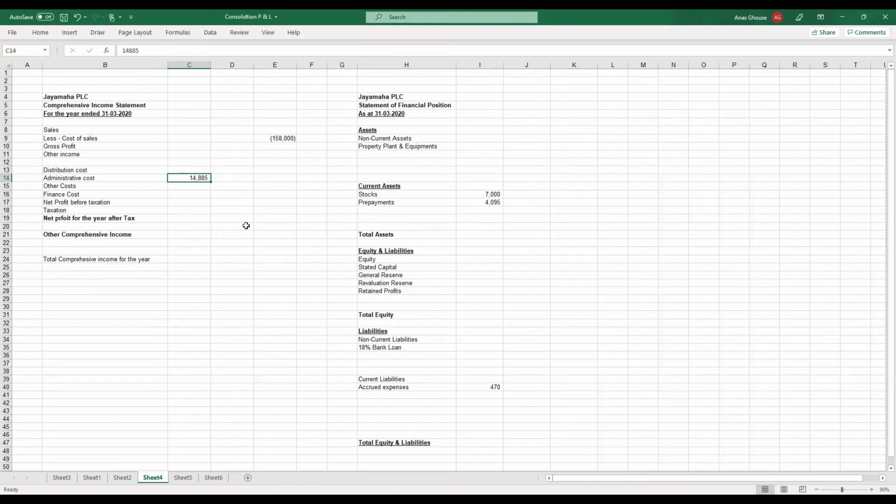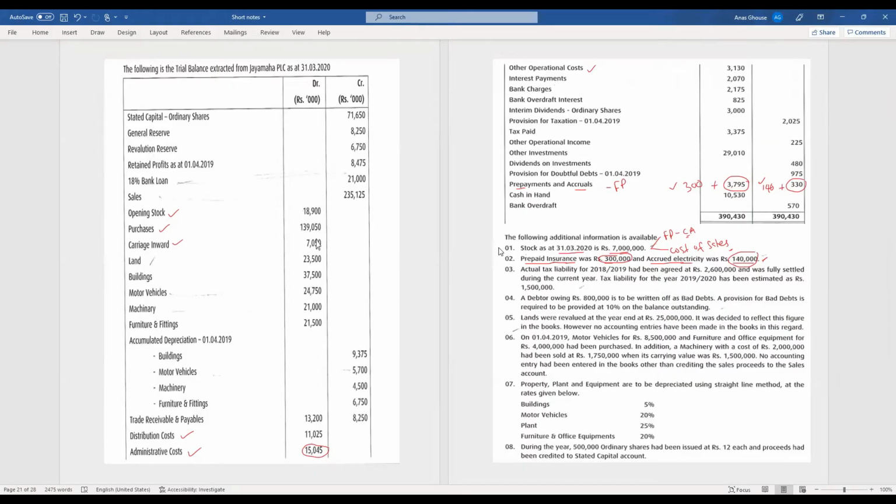So we need to have 3 columns. Okay, and we have taken the prepayments 4,095 and accrued expenses 470. So with that, the second part is completed. Then we'll move on to the third section, which is actual tax liability. So we need some more space. Okay, now we have dealt with the first one and the second one. So we'll move on to the third section.